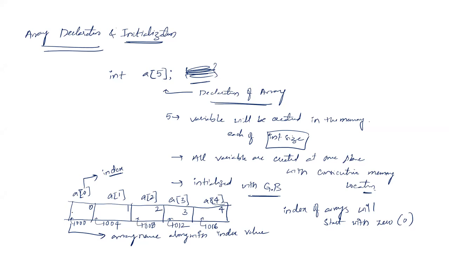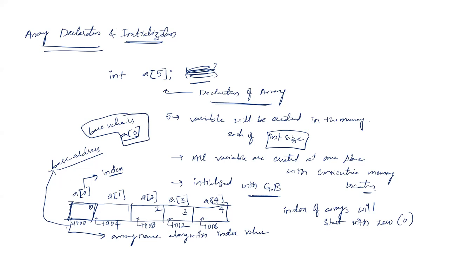The first variable address, the variable which is created first, is called the base address. The first variable that is created, its address is called the base address. And the base value is A of 0.